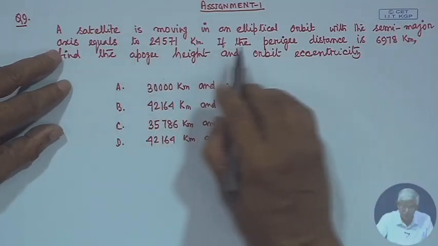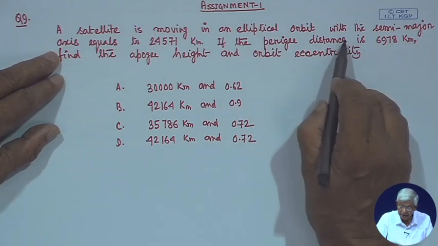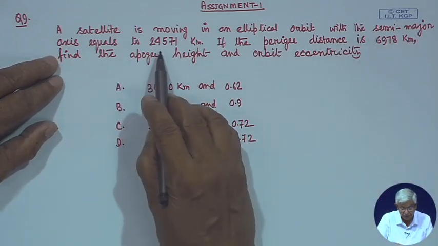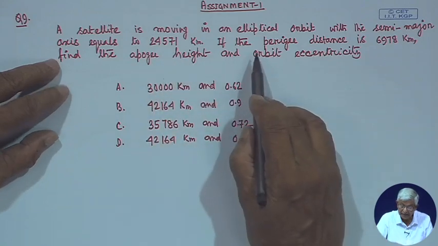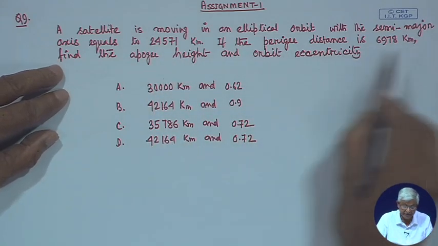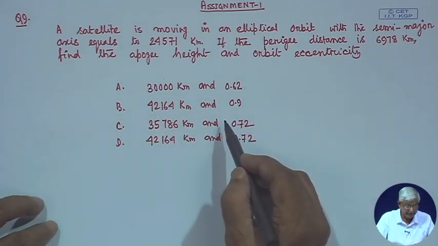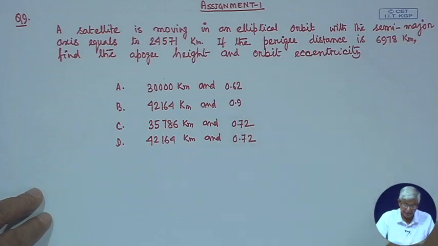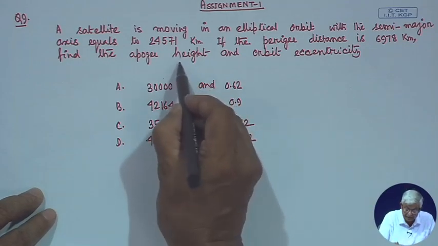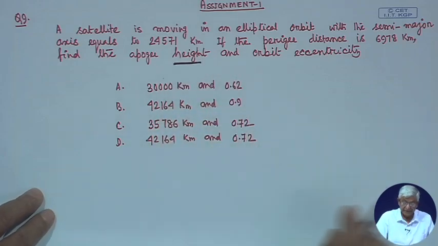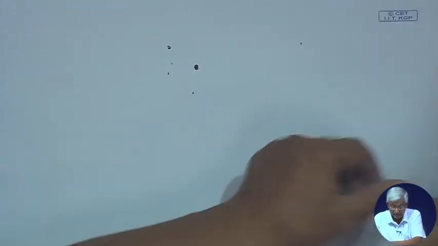The end. So, we will take assignment number 9. A satellite is moving in an elliptical orbit with semi major axis equal to 24571 kilometer. If the perigee distance is 6978 kilometer, find the apogee height and the orbit eccentricity. Again it is related to an ellipse type of problem. Remember, this is apogee height and orbit eccentricity. So, let us do the calculation.